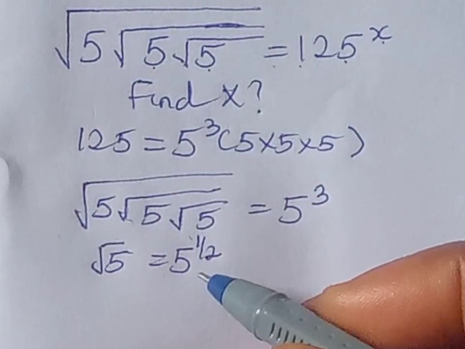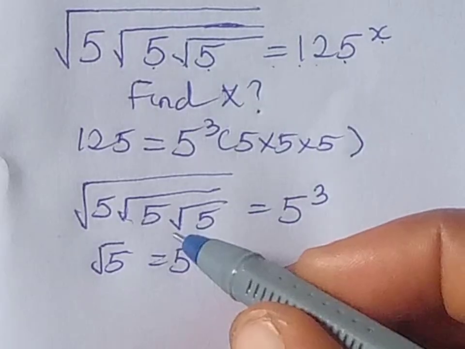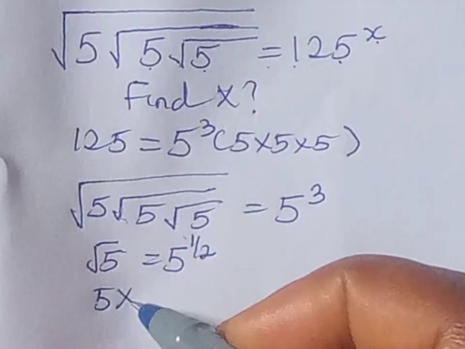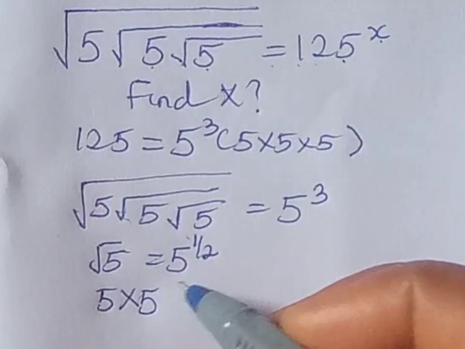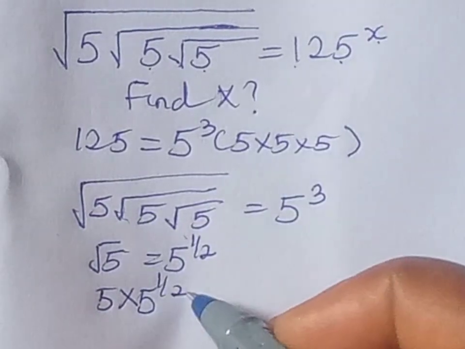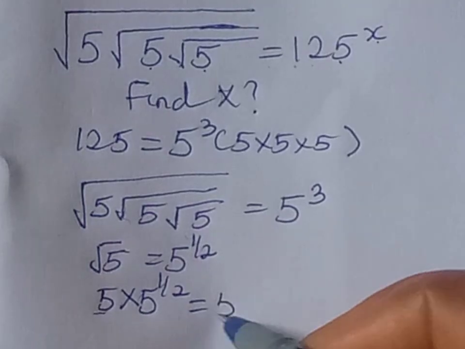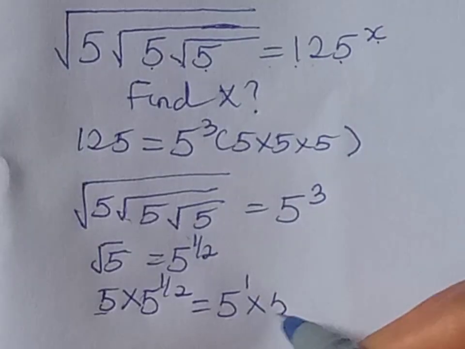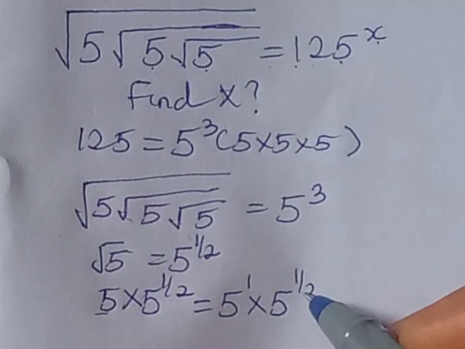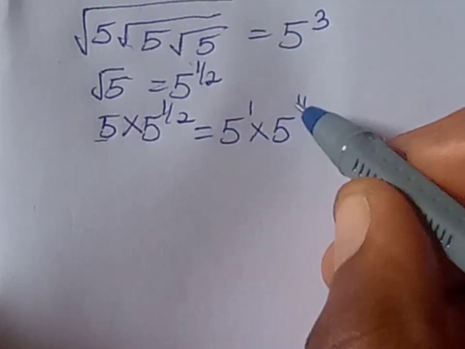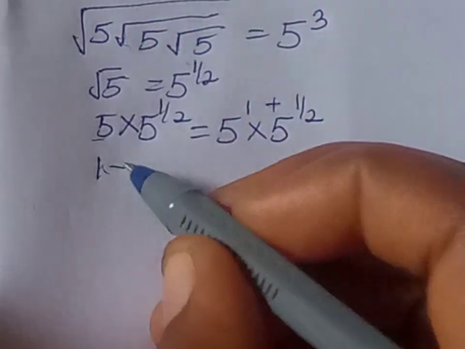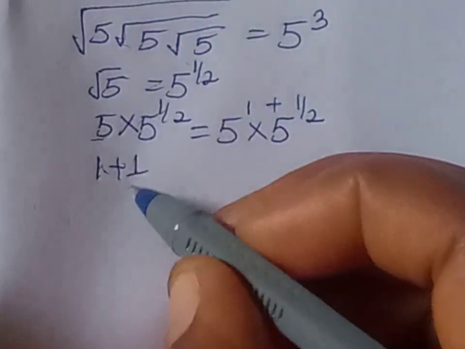Let's multiply it by the 5 inside, which will give us 5 multiplied by 5 raised to the power of half, that is 5 raised to the power of 1 multiplied by 5 raised to the power of half. Let's add the exponent numbers together. So we have 1 plus half.